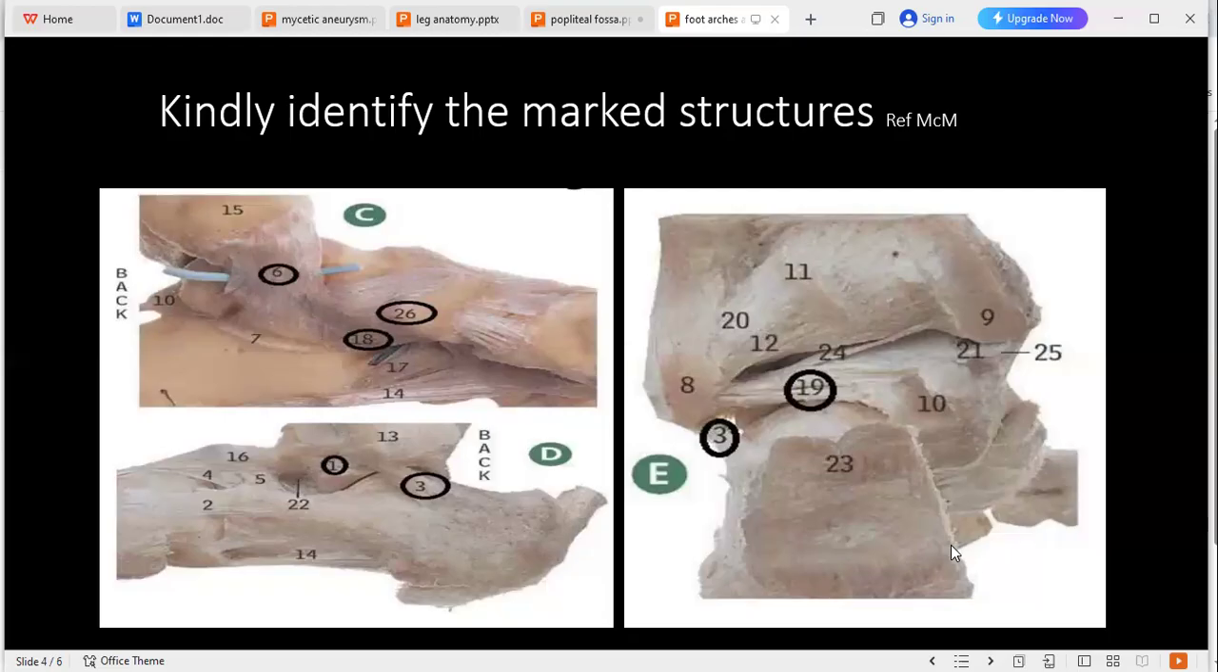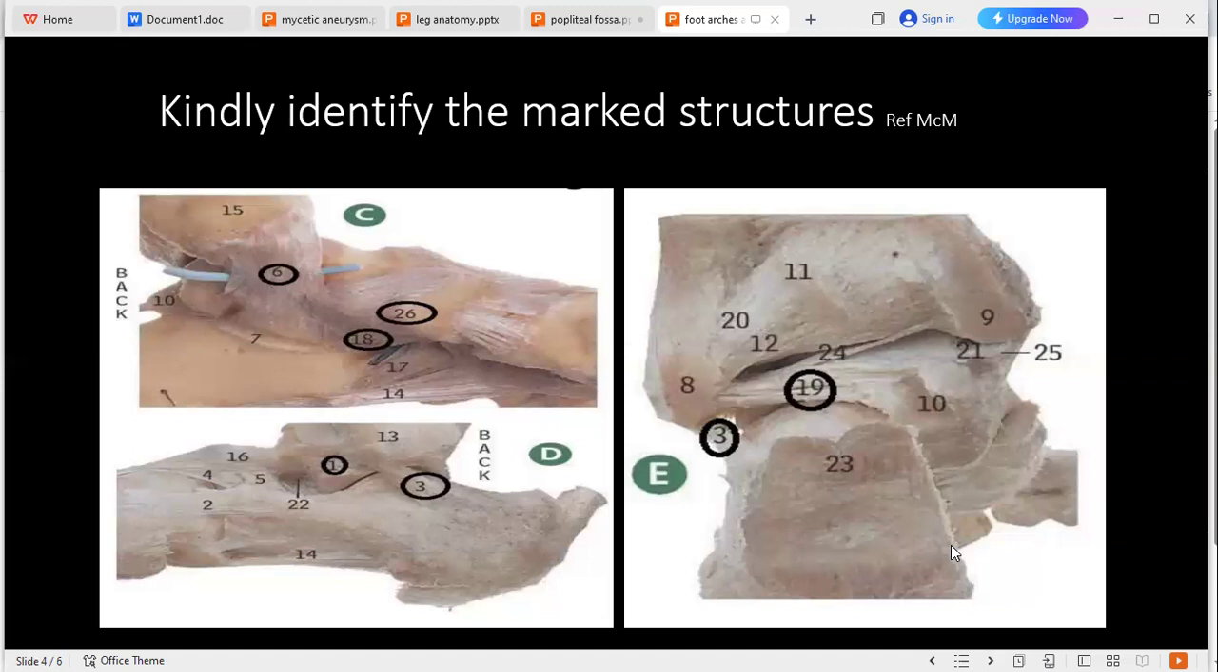Please tell me what type of joint is the subtalar joint? Subtalar joint is a plain joint. No, synovial type of ball and socket joint. Right. What are the bones forming the subtalar joint? Ball and socket.